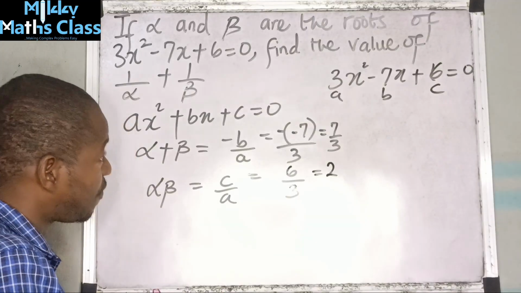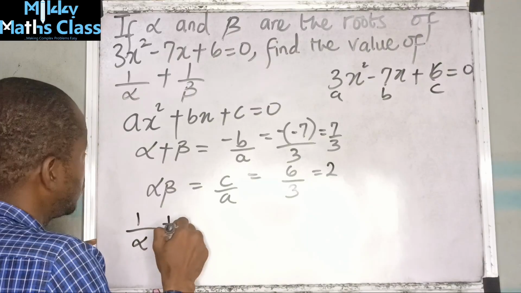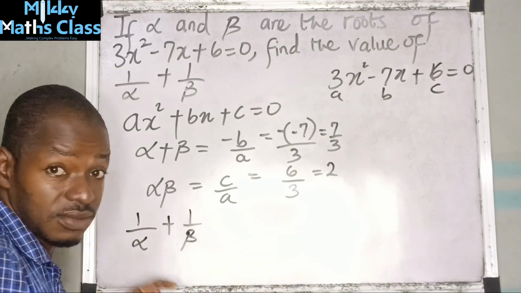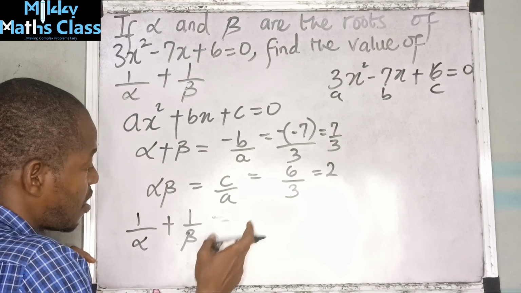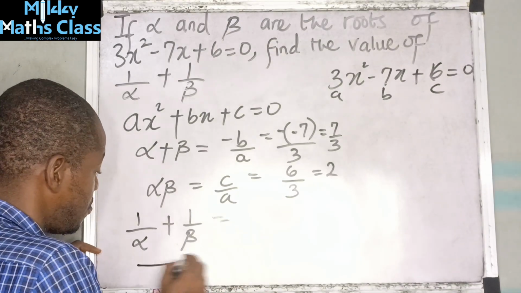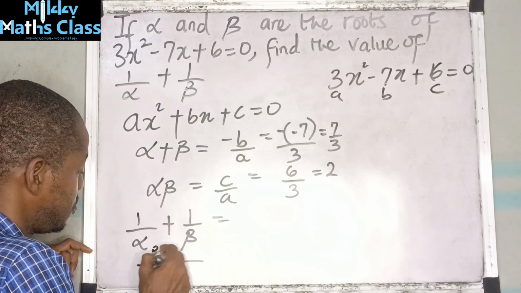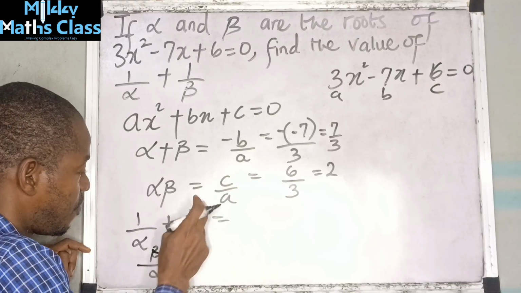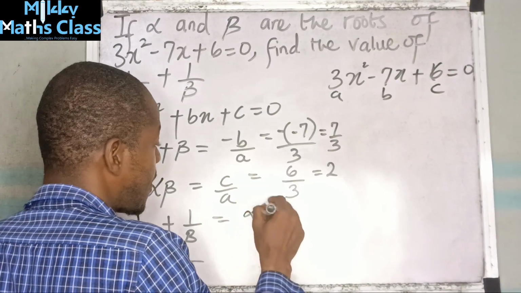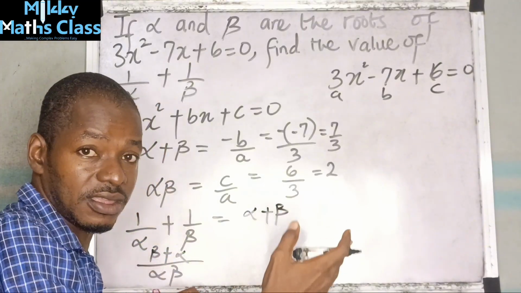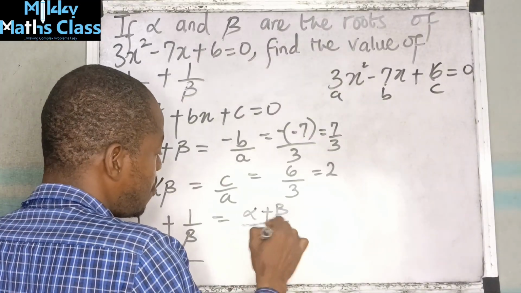Now having found that, we use our identity for 1 over alpha plus 1 over beta. This is the same thing as alpha plus beta over alpha beta, or you can take the LCM. This is alpha beta. Alpha in alpha beta is beta, plus beta in alpha beta is alpha. Beta plus alpha is still the same thing as alpha plus beta. It's just like saying 2 plus 3 is the same thing as 3 plus 2. So alpha plus beta over alpha beta.